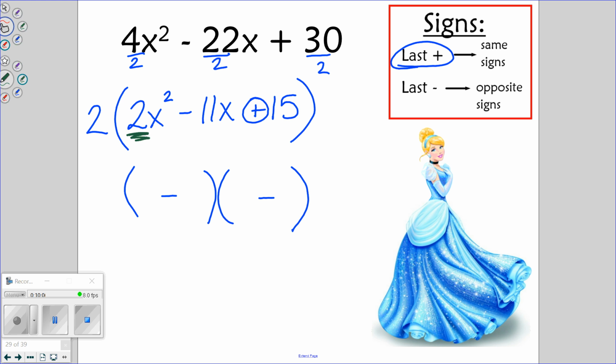Options for A. What do you multiply to get a 2? 1 and 2. Options for C. And thank you for making a beautiful ordered list. Makes me happy. All right, we have 1 and 2, so 1x and 2x, my only options there. Do you want to go 1 and 15 or 3 and 5? 3 and 5?